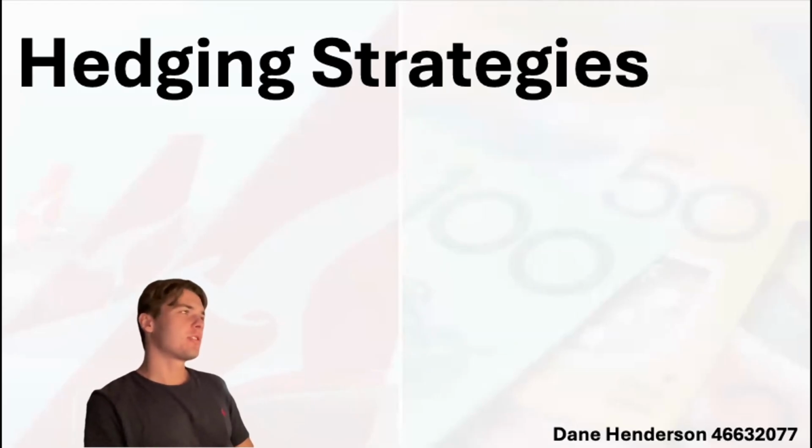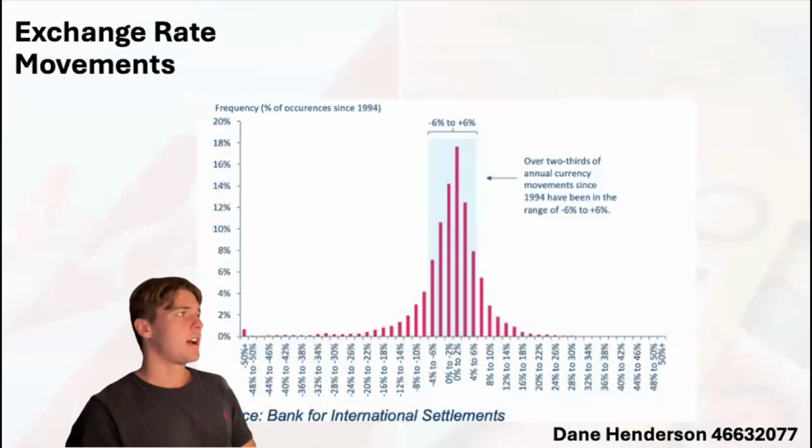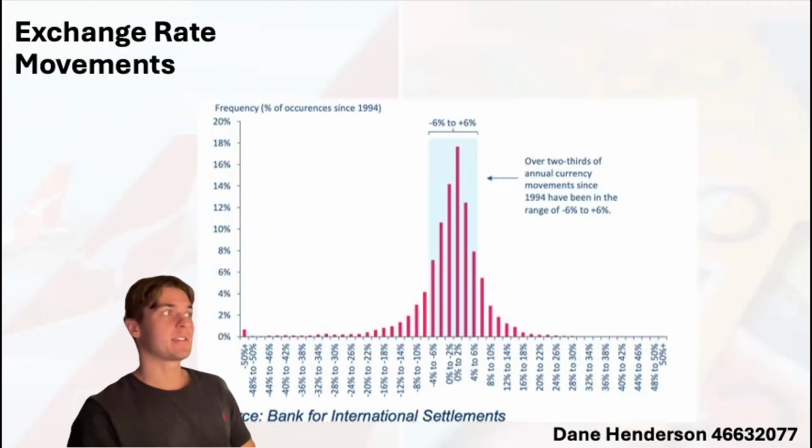So, the international nature of aviation means that airlines are heavily exposed to foreign exchange fluctuations. Most carriers earn revenue and pay expenses in multiple currencies, and converting these cash flows exposes them to currency risk. This chart here is from the Bank for International Settlements, and they show that while over two-thirds of annual currency movements since 1994 have stayed within a plus or minus 6% range, periods of greater volatility still occur, and for airlines with global operations, these swings can have major financial impacts.